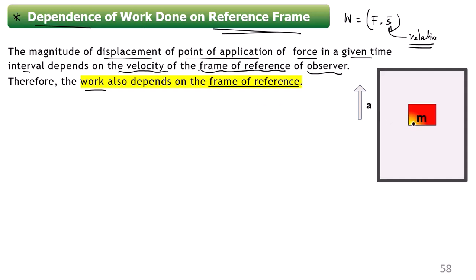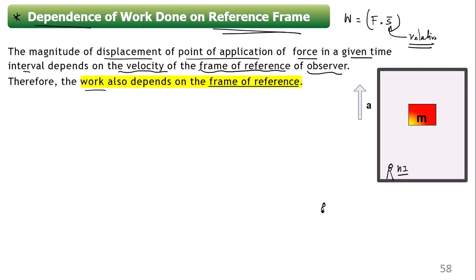Let the block be there inside the lift and the lift is moving up. So if I stand in this situation, now for me the block is in a non-inertial situation. So in the non-inertial frame, I have to calculate the effect of pseudo force. Not only that, the displacement is also going to change. If I move inside the lift, then the displacement of the particle will be different.